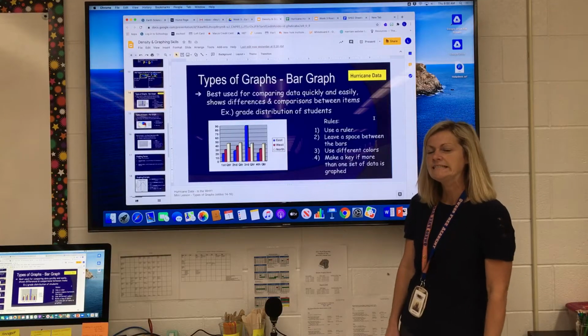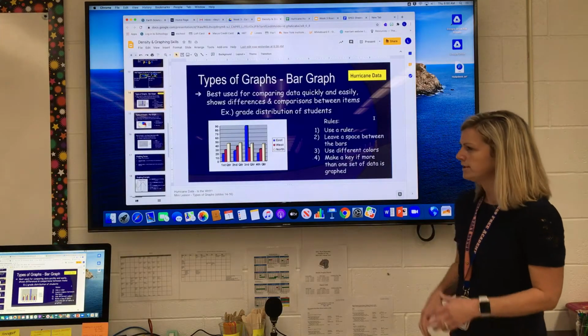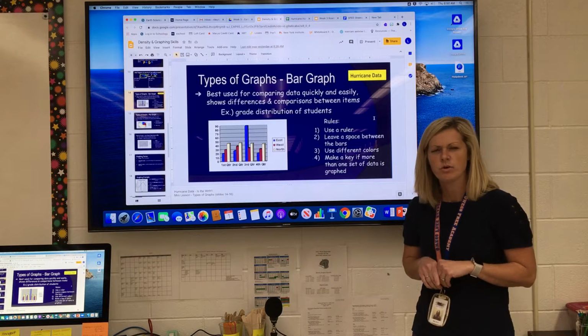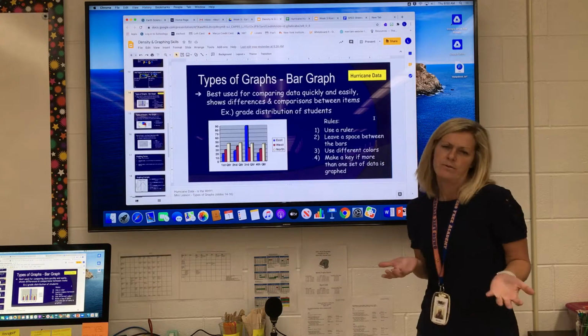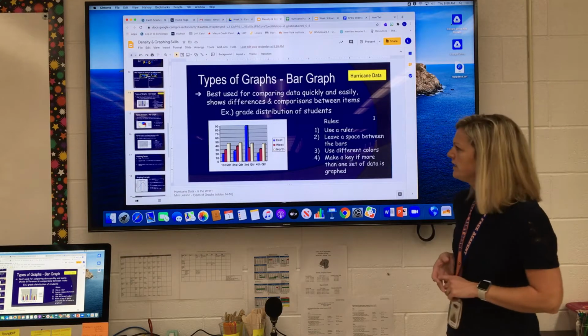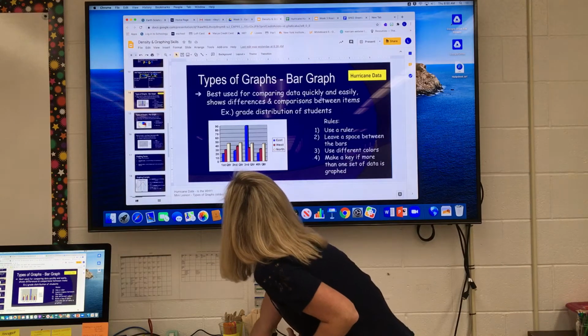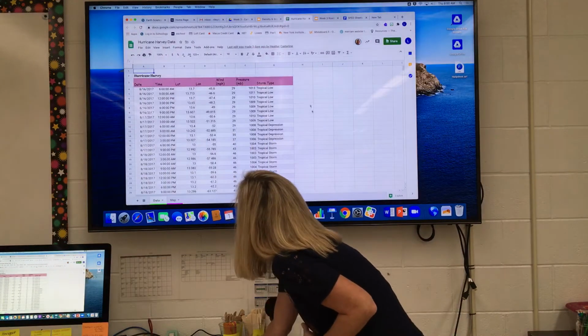Alright everyone, today's lesson is on graphing, and our learning target is I can use collected data to make a graph. So we first want to figure out why we would make a graph, okay? So we got some data for you on a hurricane, and it's Hurricane Harvey. And we just want to take a look at it here.